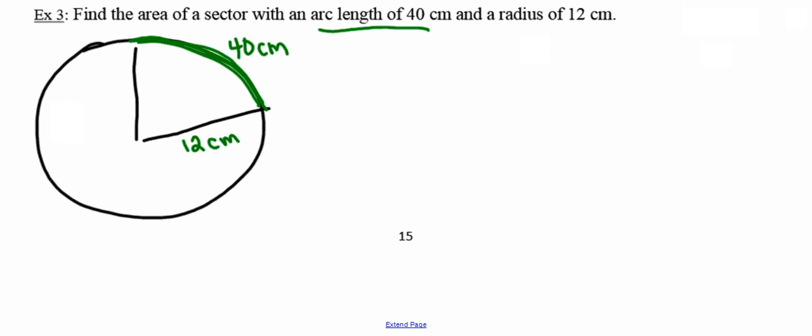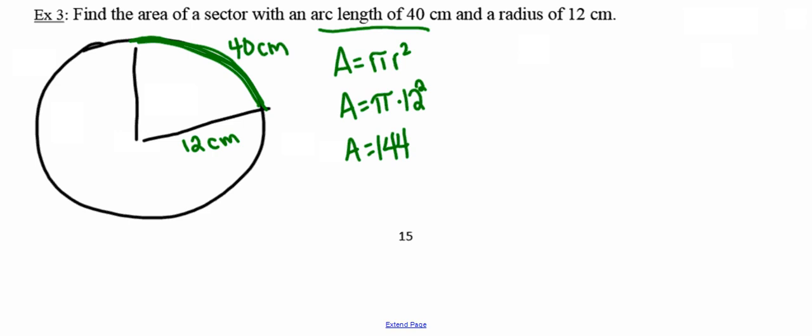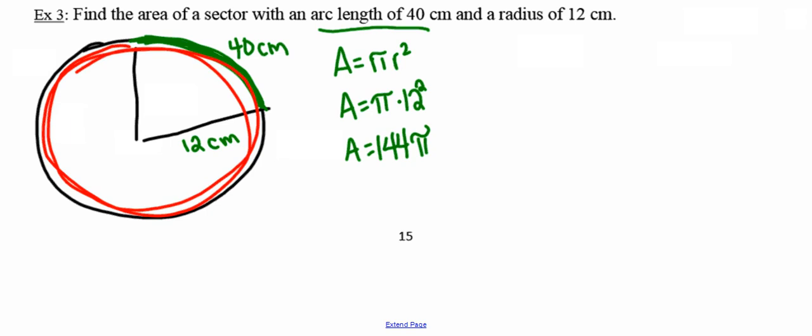Once again, the very first thing I'm going to do is start by finding the area of that entire circle. So in terms of pi, the area of the entire circle is 144 pi square centimeters. Then I have to look at the part that I have. The part of the arc, or part of the circle that I have, is 40 centimeters. I want to see how that compares to the whole distance around the outside of the circle.